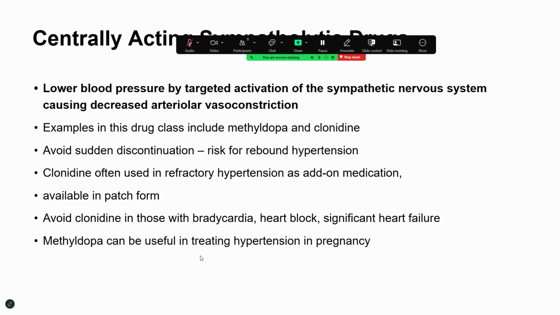Your centrally acting sympatholytic drugs lower blood pressure by targeted activation of the sympathetic nervous system, causing a decreased arteriolar vasoconstriction. Clonidine is the most recognizable one. You have to avoid sudden discontinuation of that one, or they'll have a sudden rebound hypertension. And some benefits: clonidine is available in a patch. Avoid with heart block and bradycardia. Methyldopa can be used for treating hypertension in pregnancy.